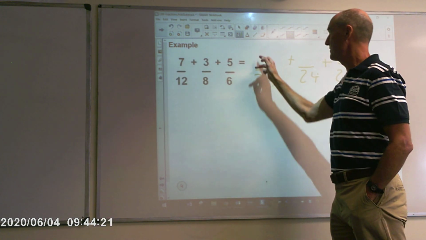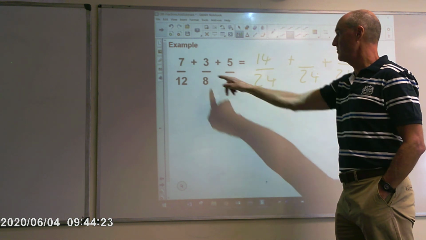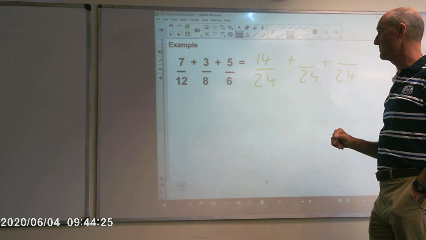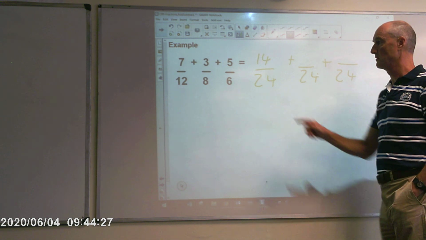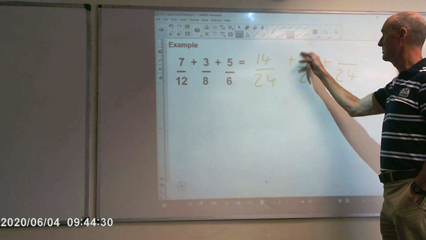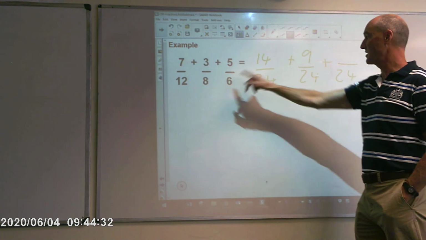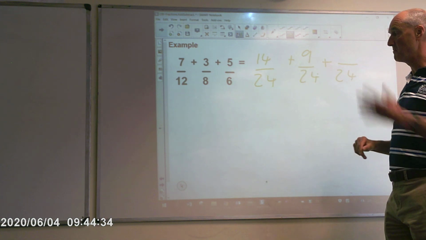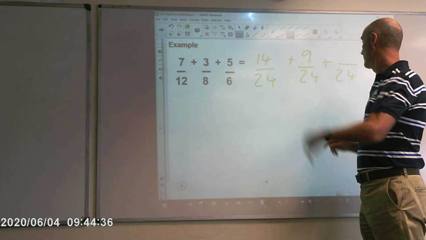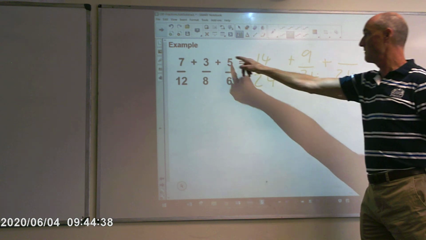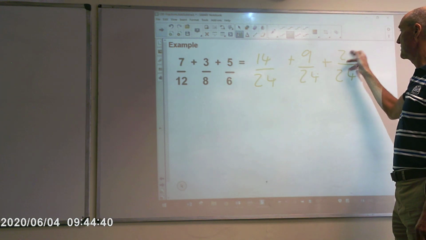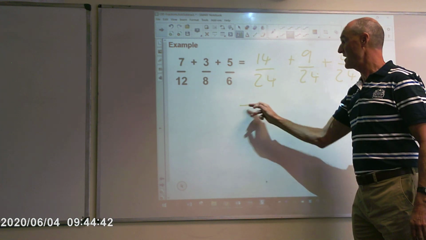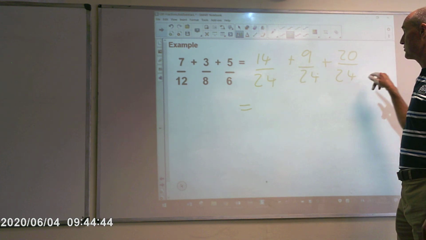2 times 7 is 14. What have I done to 8 to make it up to 24? I've multiplied it by 3. 3 times 3 is 9. What have I done to 6 to make it up to 24? I've multiplied it by 4. 5 multiplied by 4 gives me 20. Now I've got them all as 24ths.